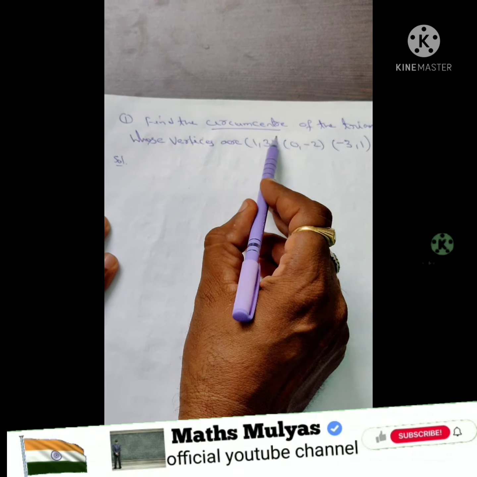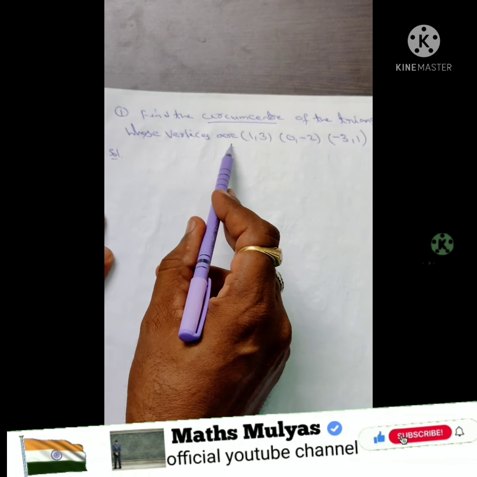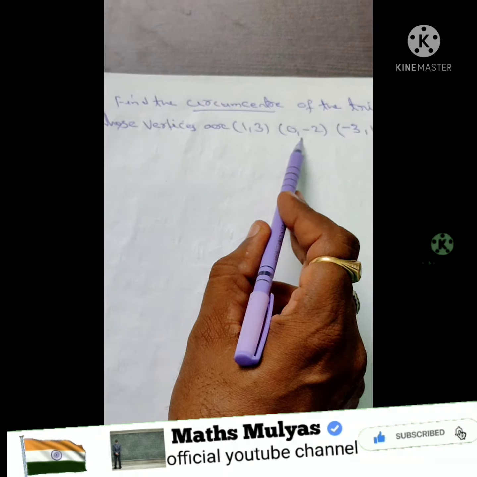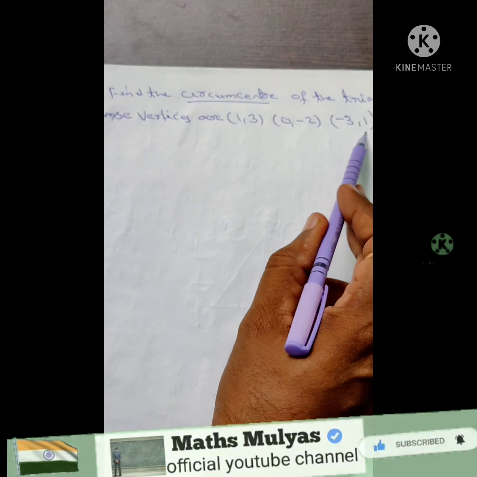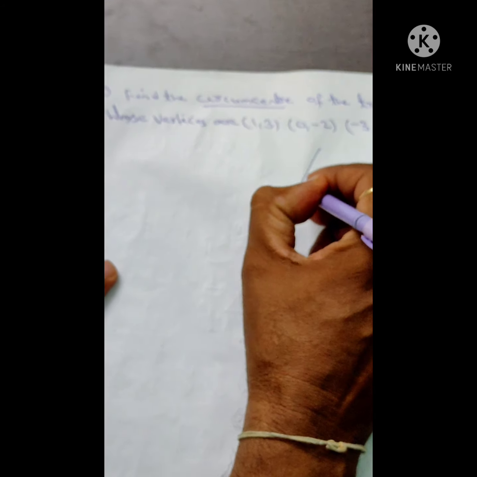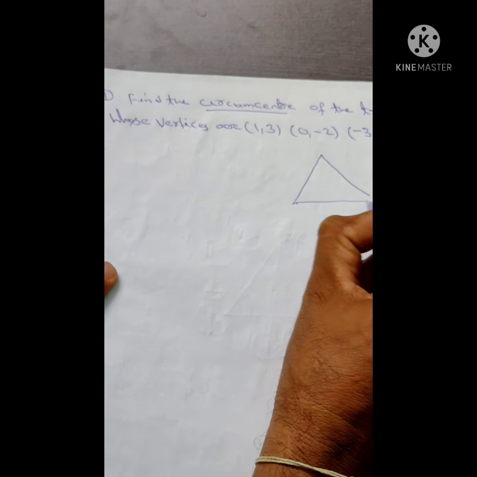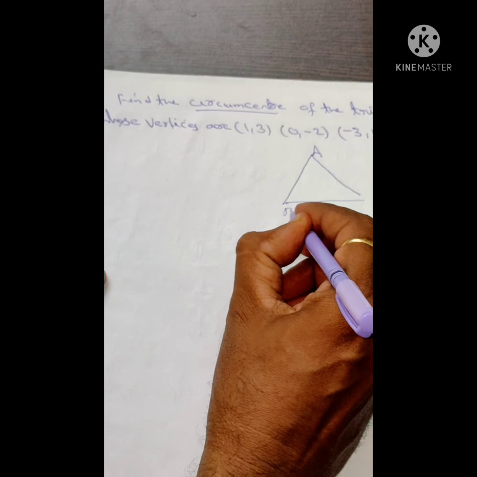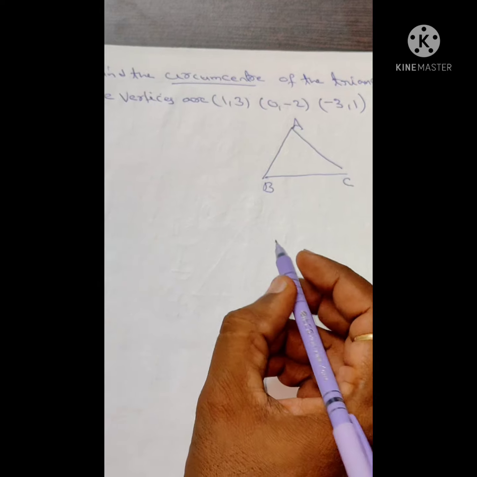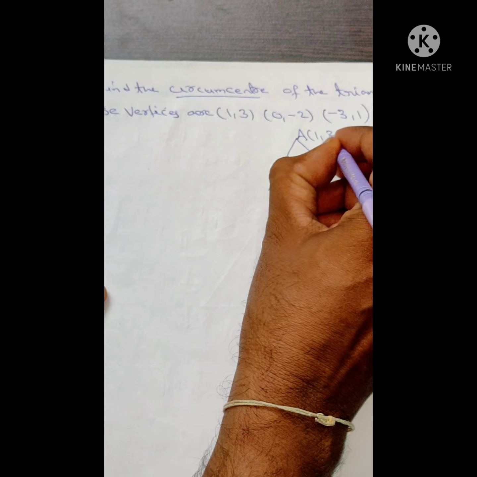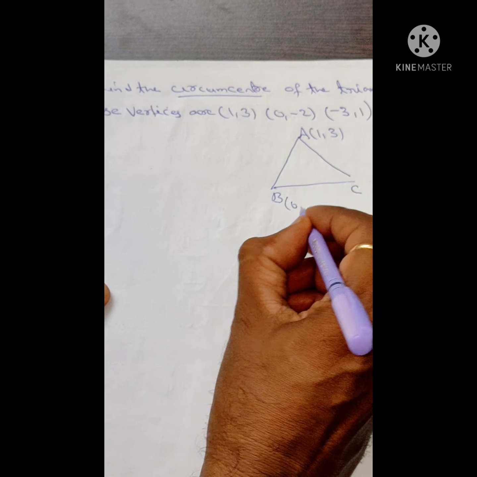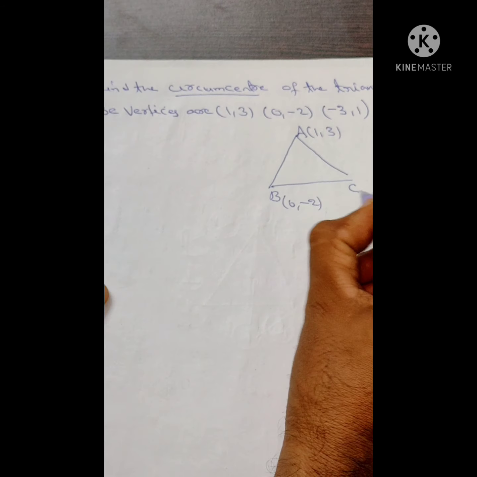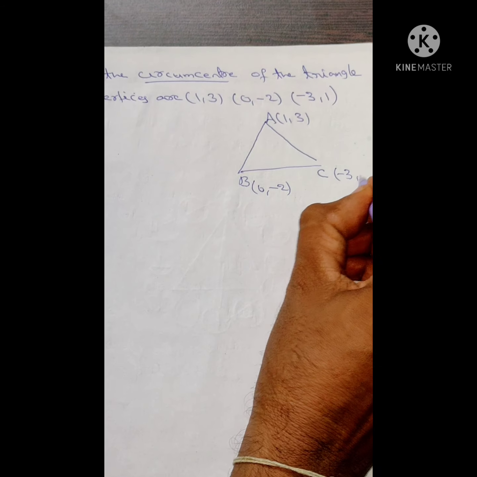Find the circumcenter of the triangle whose vertices are (1, 3), (0, -2), (-3, 1). So first, draw the triangle. This is A, this is B and this is C. Now A means (1, 3), B means (0, -2) and C means (-3, 1).